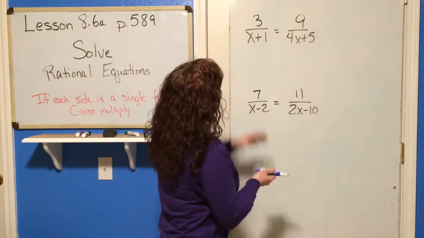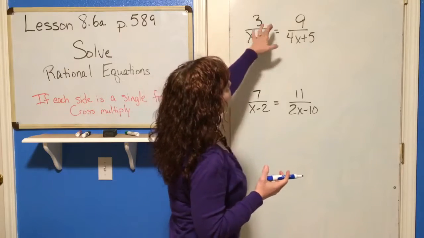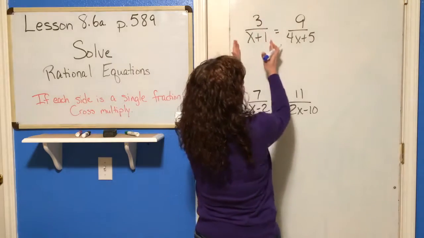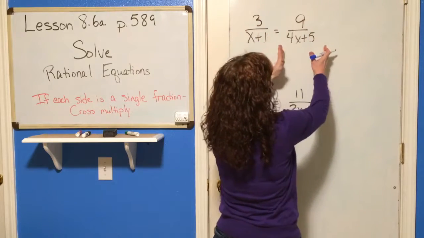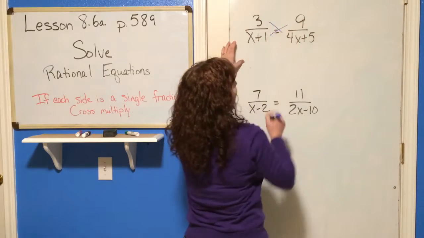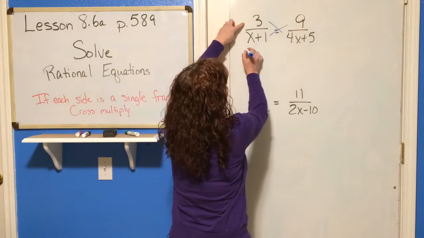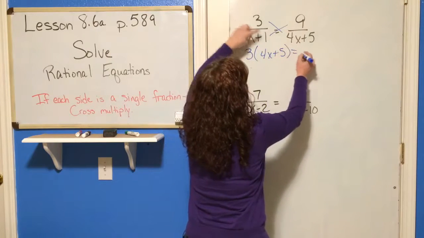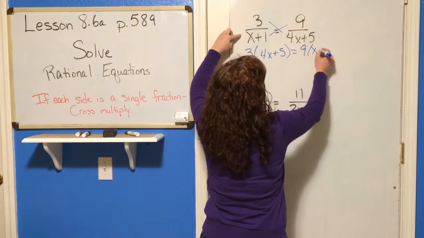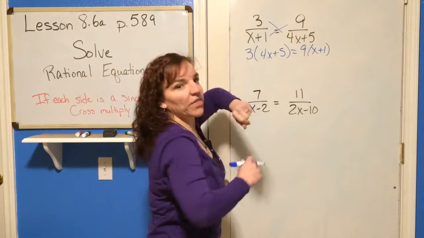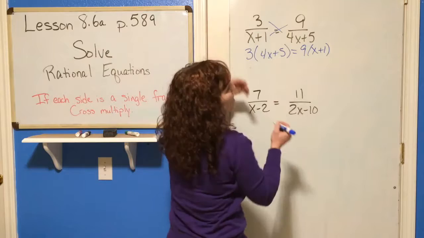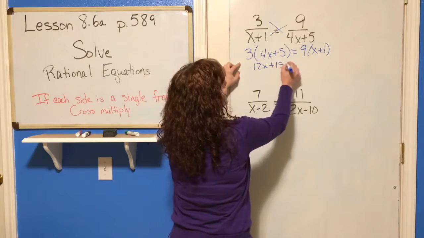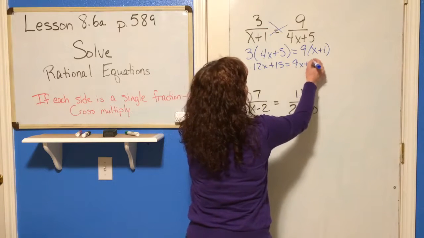Here we go. 3 over x plus 1 equals 9 over 4x plus 5. This is simply one fraction equal to another fraction, so we can cross multiply. And so we've got 3 times 4x plus 5 equals 9 times x plus 1. Did you see where I got those? Just cross multiply. So now we just solve it. 3 times 4 is 12x plus 15 equals 9x plus 9.